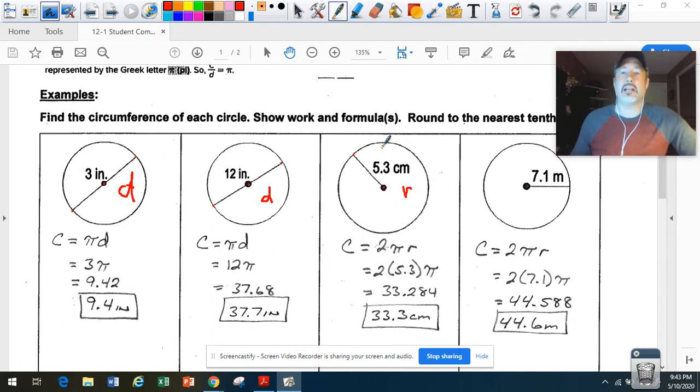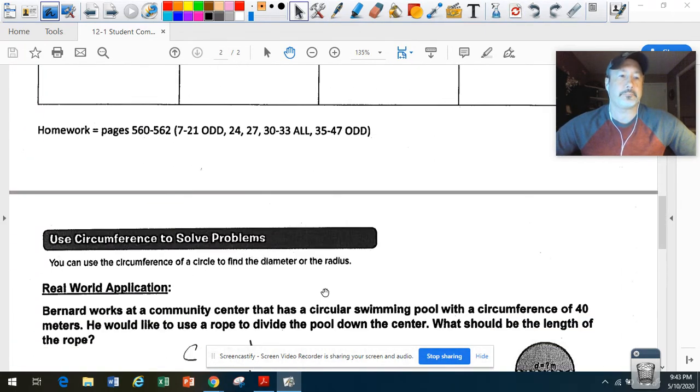Okay, let's move on to the next one here. We have a radius of 7.1 meters. So C equals 2 pi r, which equals 2 times 7.1, because that's our r, times pi. Multiply all that out. You get 44.588. We round that to the nearest tenth. It gives you 44.6 meters. And there we go. We've just found the circumference of each one of these circles. Okay, let's continue on down through here.